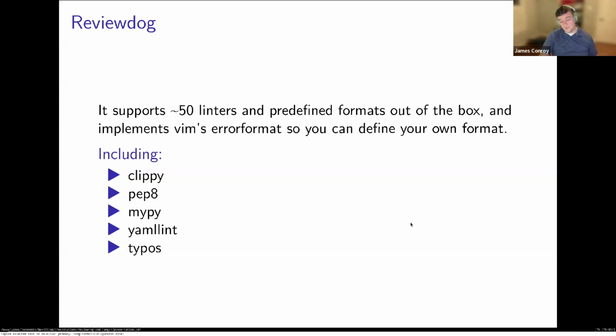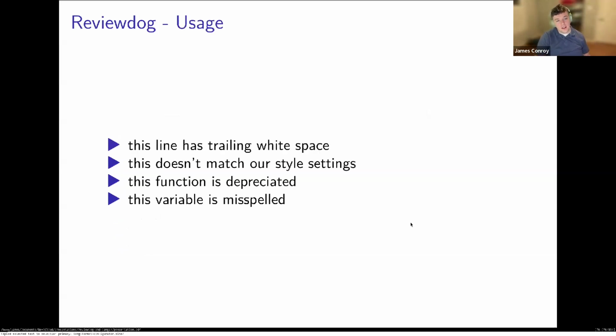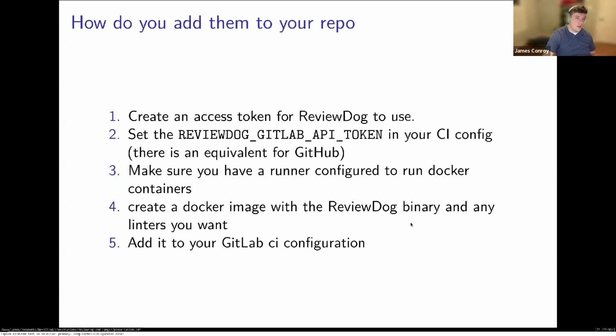It has really sped up a lot of my contributions to merge requests at work. I used to be the person who'd go through your MR looking specifically for trailing white space and commenting about that, but now I've got Review Dog to do it for me. And yeah, it's just some of the things it catches. It has trailing white space, does not match our style settings, the function is deprecated, this variable or function name is misspelled. It's just been wonderful.